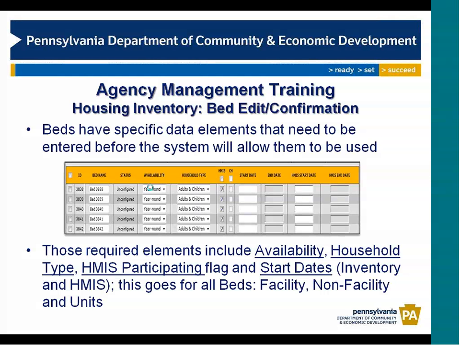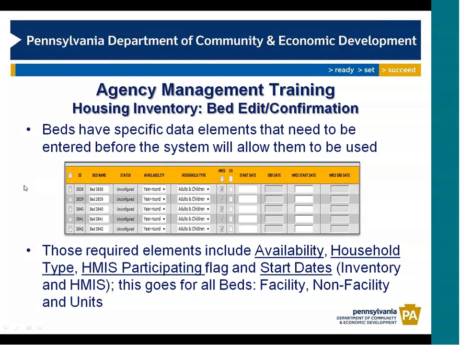All beds in the system require these following data elements: availability, household type, HMIS participating flag, as well as start dates, which are both inventory start date and HMIS dates if your inventory is what we call HMIS participating. And basically, for all inventory, all of these are required.